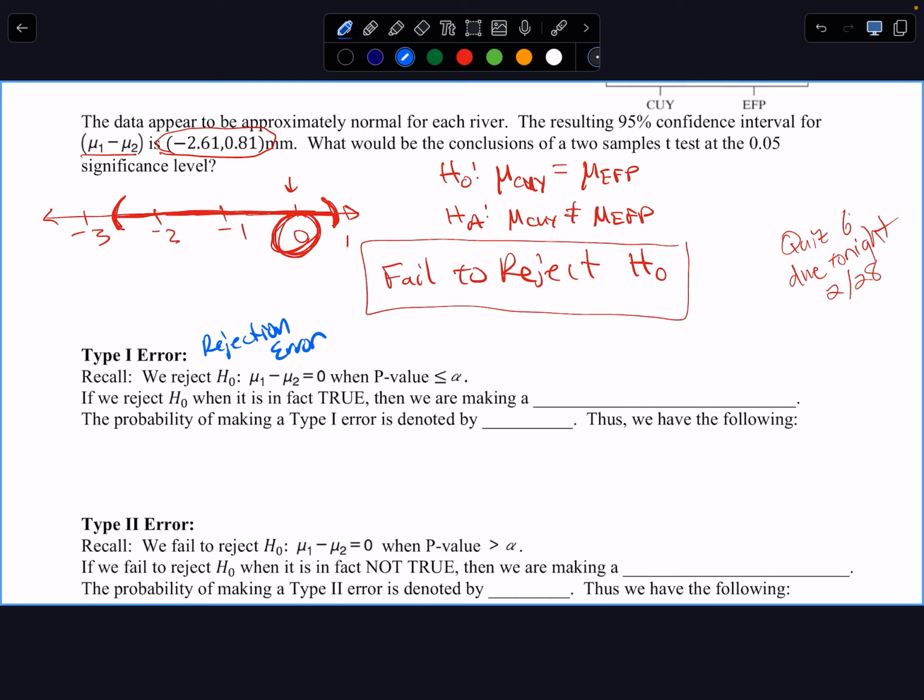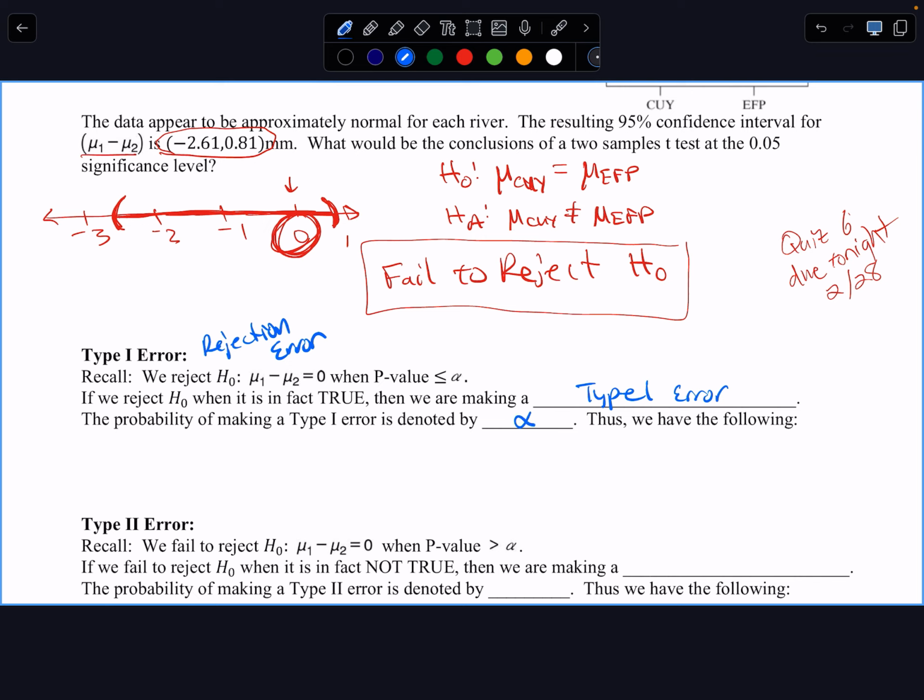It's an error because if we reject H naught when it is in fact true, then we're making that type 1 error, right? We shouldn't reject the null if the null hypothesis is actually true. Now, we'll never know this in real life, whether the null hypothesis is true or false, but we're saying here a type 1 error is rejecting a null when it is in fact false. Sorry, when it is in fact true, all right? The actual probability of making a type 1 error is denoted by the symbol alpha.